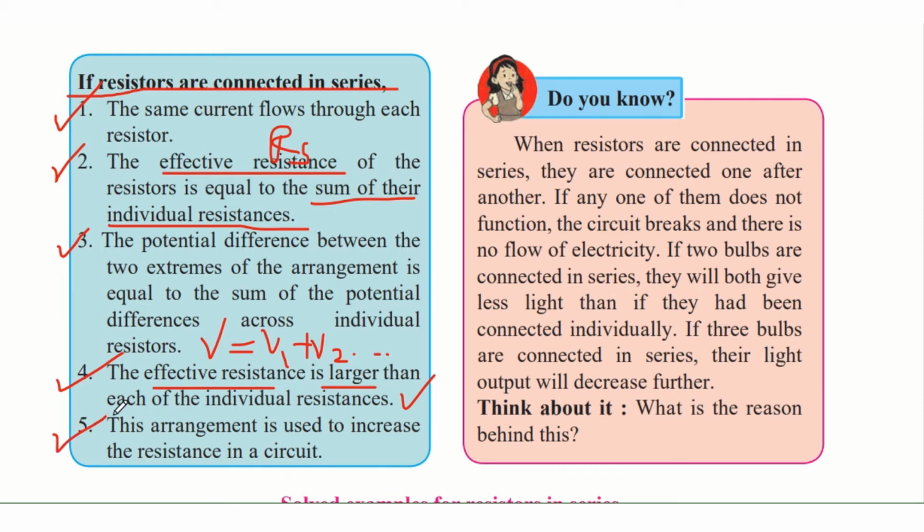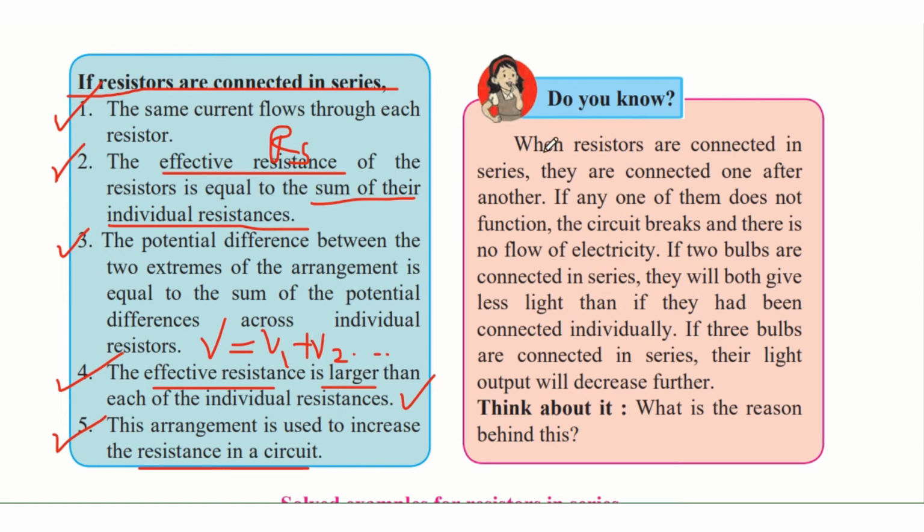And the last point is that this arrangement is used to increase the resistance in a circuit. Because the effective resistance is always larger, if we add any resistances in series, the total resistance will always be more. Therefore, if we want to increase resistance or decrease the current flowing through it, because more resistance means less current will flow through it. So if we want less current to flow, we have to add resistances in series.